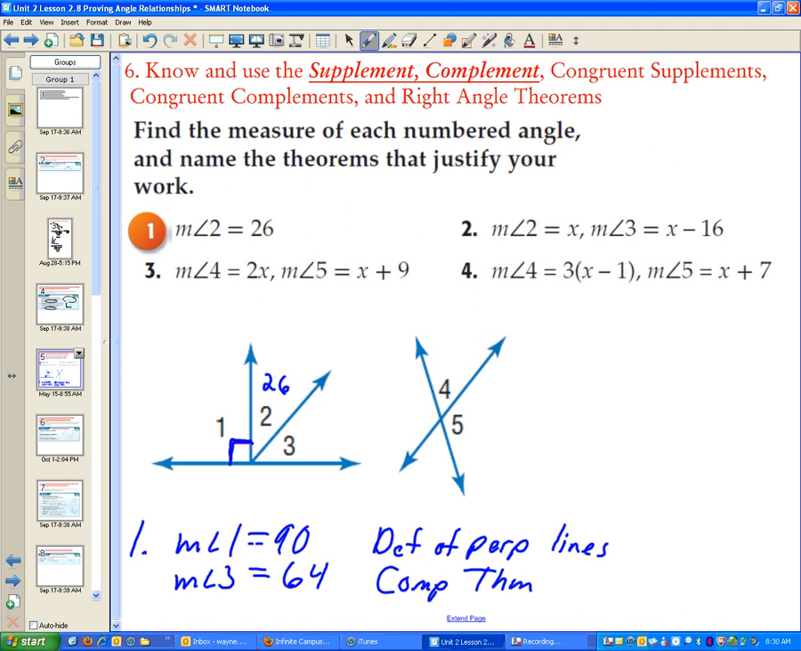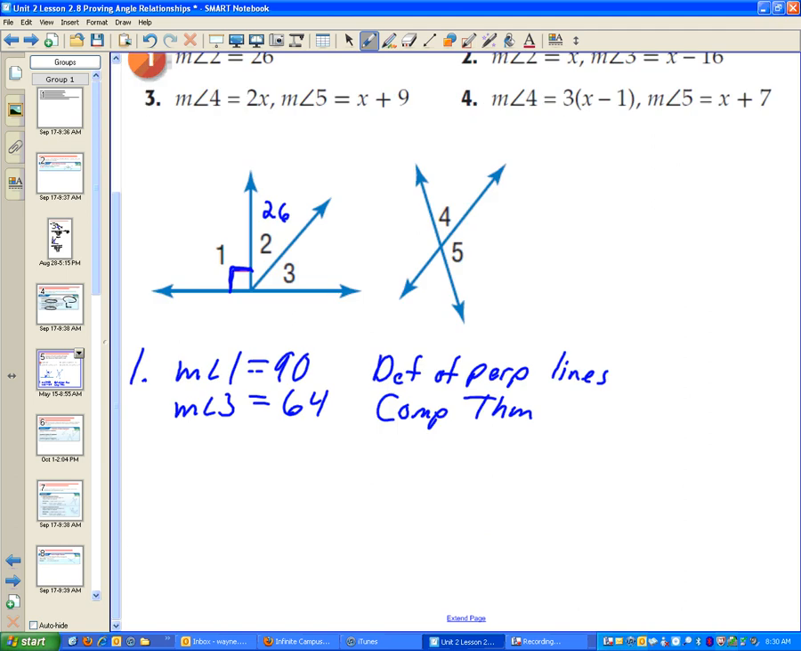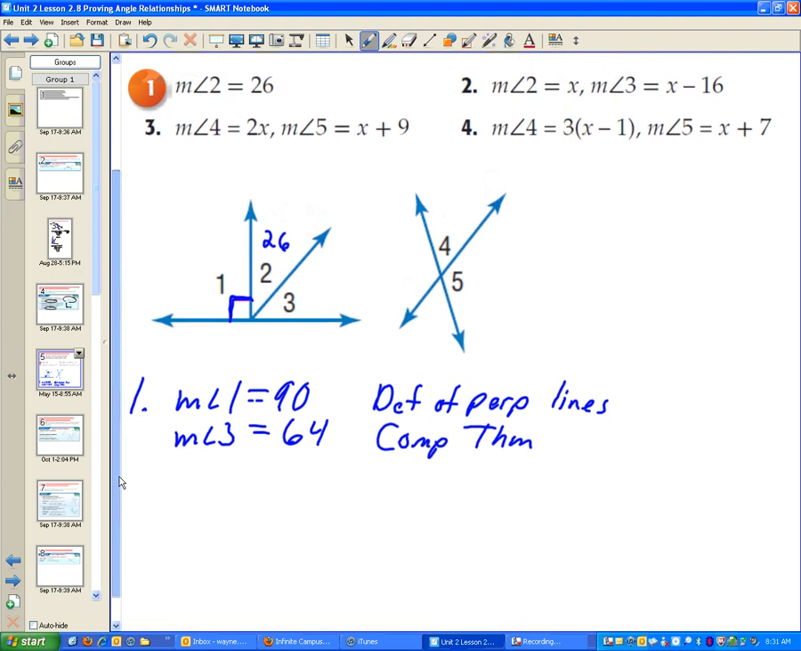Feel free to use the same abbreviations that I use. Don't make your own up, but use what I use. Perp for perpendicular, def for definition, comp for complementary, THM for theorem. Everybody uses those. Okay? All right, that's it. That's all we can do for number 1.